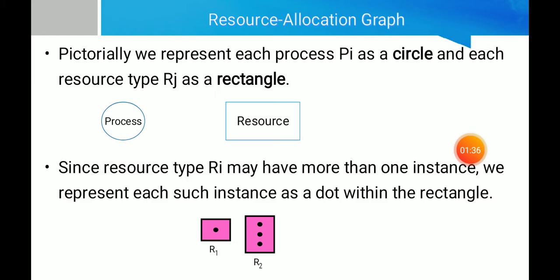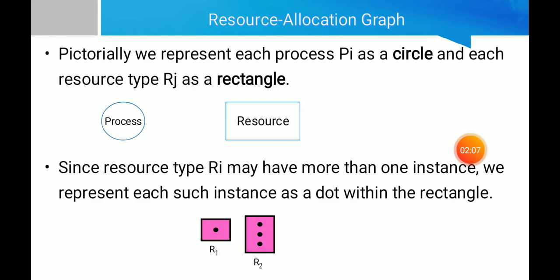Now, in the graph, the circle represents the process and the square rectangular boxes represent the resources. A resource with one instance is denoted by a single dot, as shown in R1. If there are multiple instances of a resource, then multiple dots are mentioned, as shown in the diagram, R2 with three instances.